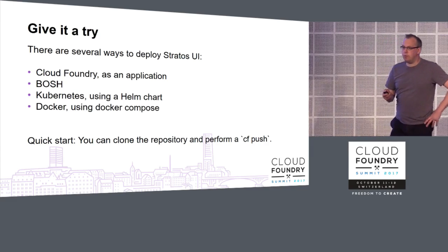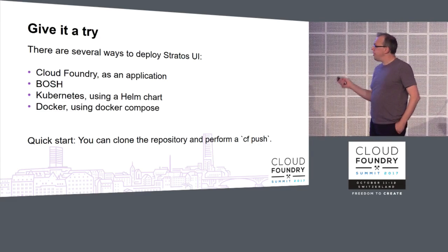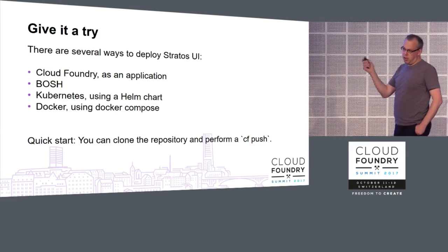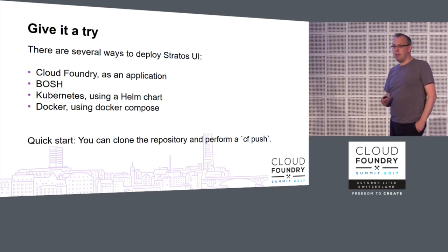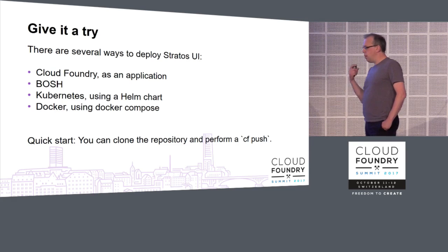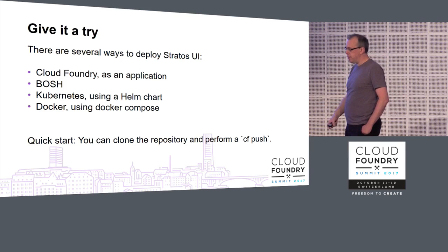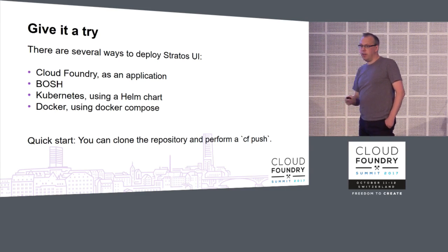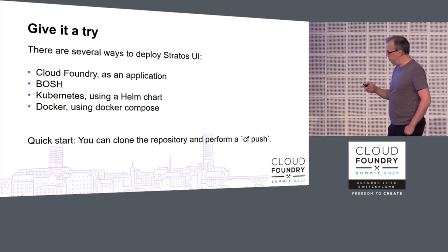We've tried to make it flexible and easy to deploy. So you can just CF push it. You can clone the Git repo, do a CF push if you have a Cloud Foundry instance, and you're good to go. You can deploy it using BOSH. We have a Helm chart, so you can push it into Kubernetes. And if you just want to use Docker locally or Docker Compose, you can do that too.